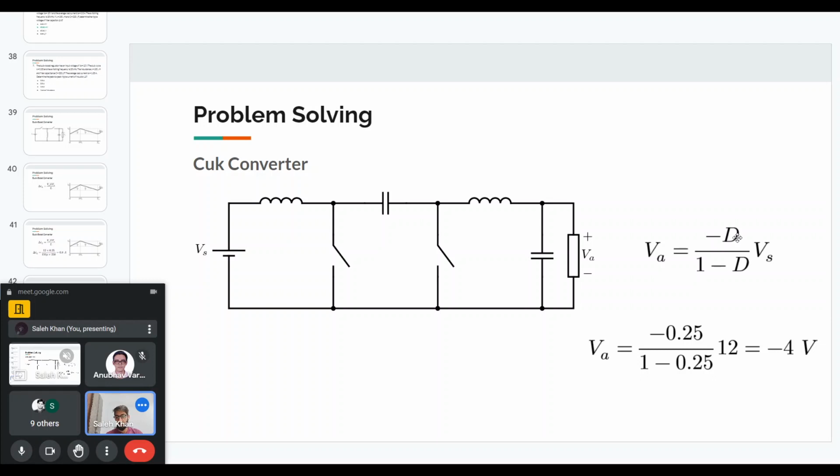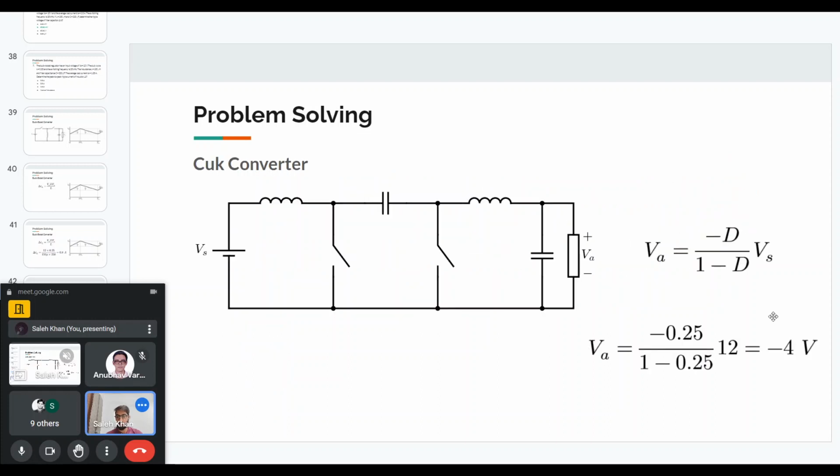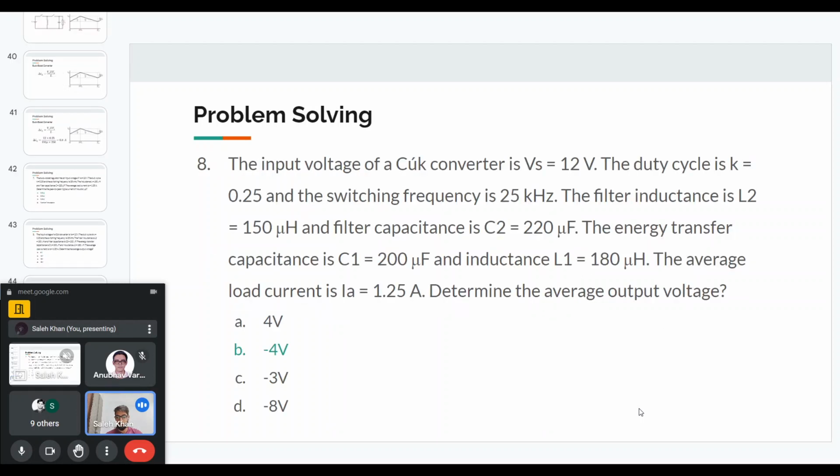And we only need the duty and the input voltage. The duty is given as 0.25 and the input voltage is 12 volts. So we can find that the output voltage is minus 4 volts. So the answer to this question is minus 4 volts.